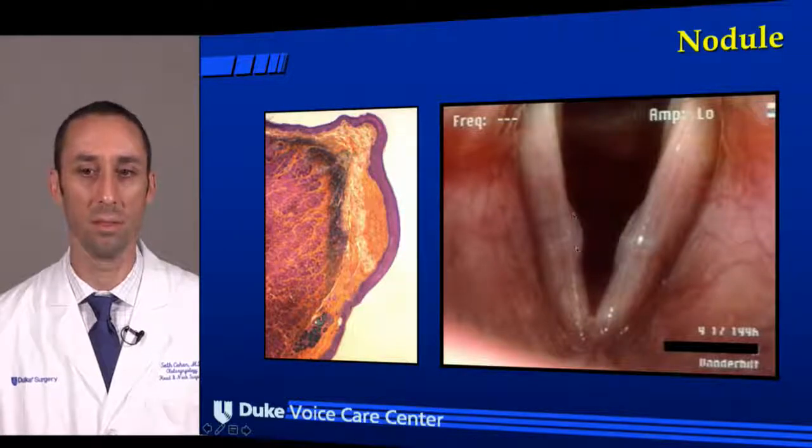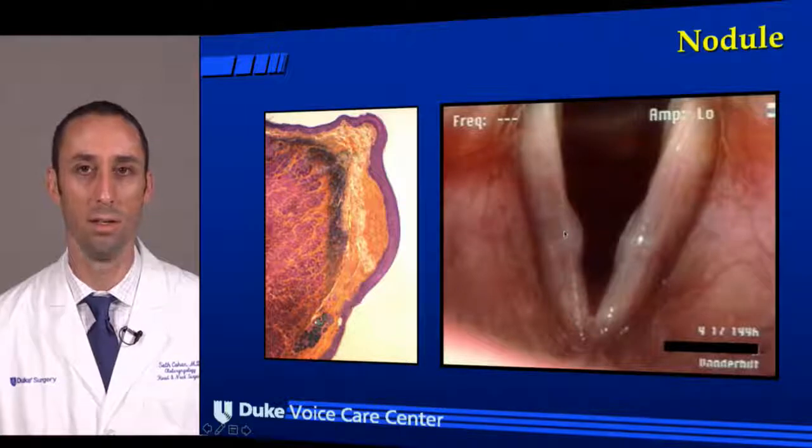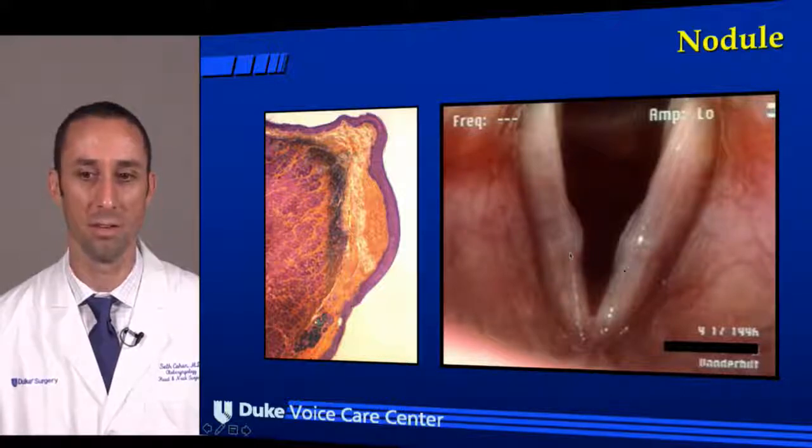You can see with these lesions here that when the vocal folds come together towards the midline, they're going to touch here first and have what we call an hourglass closure, as opposed to a complete closure with straight edges along the vocal fold. The edge of the vocal fold should be along a plane just like this on each side.